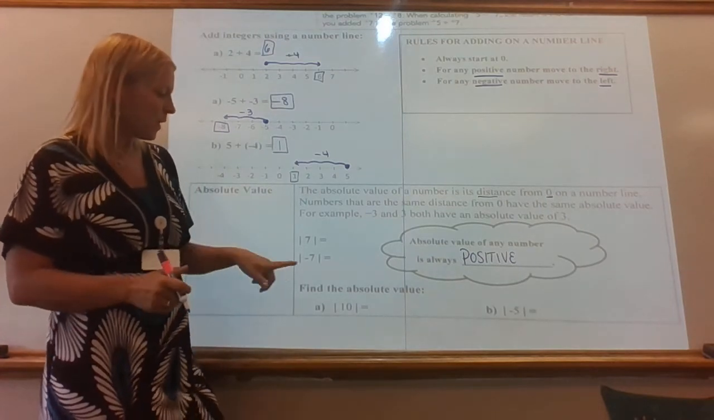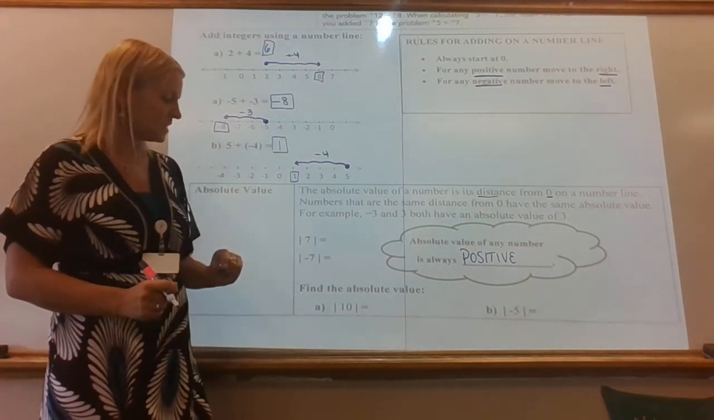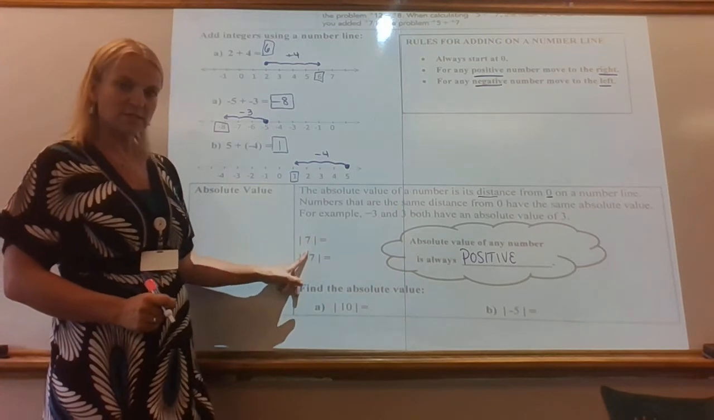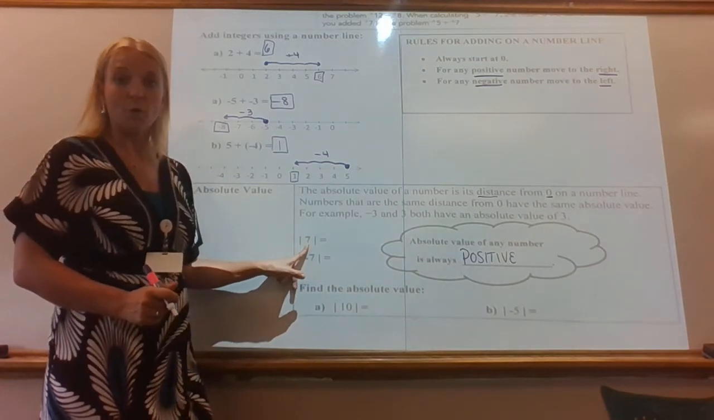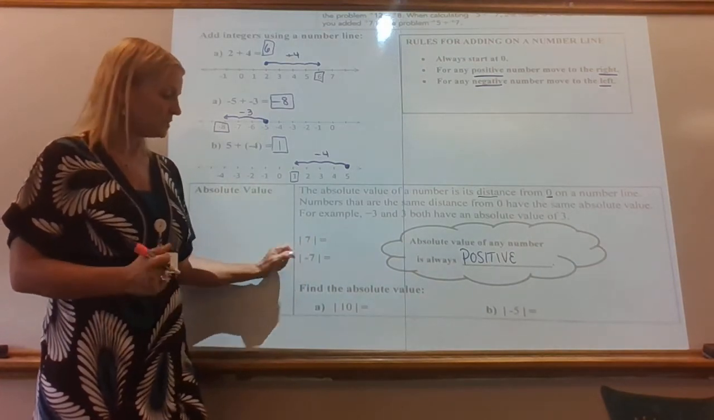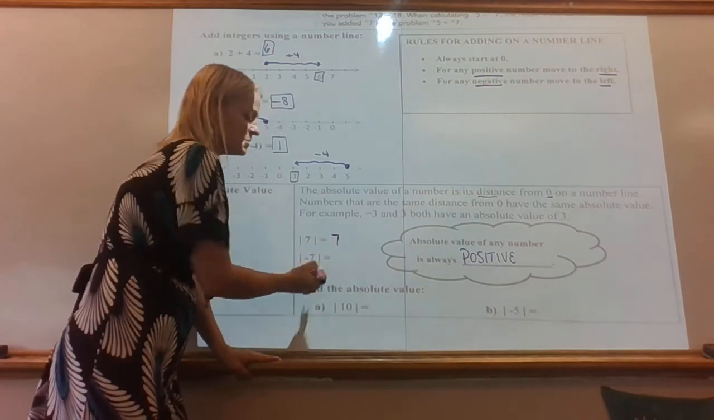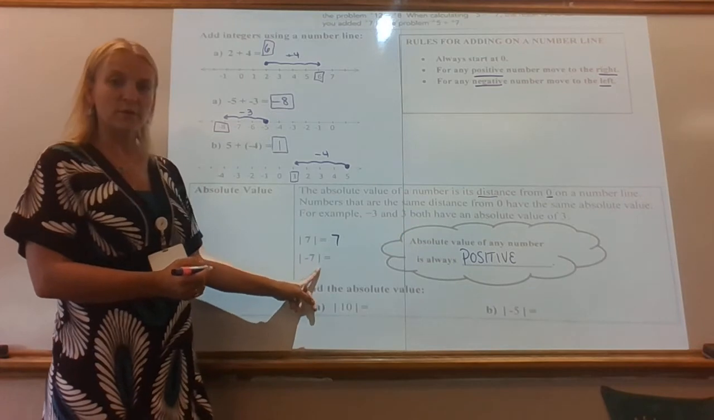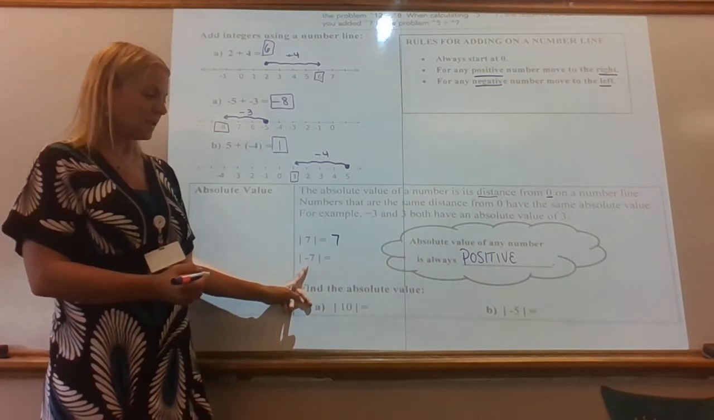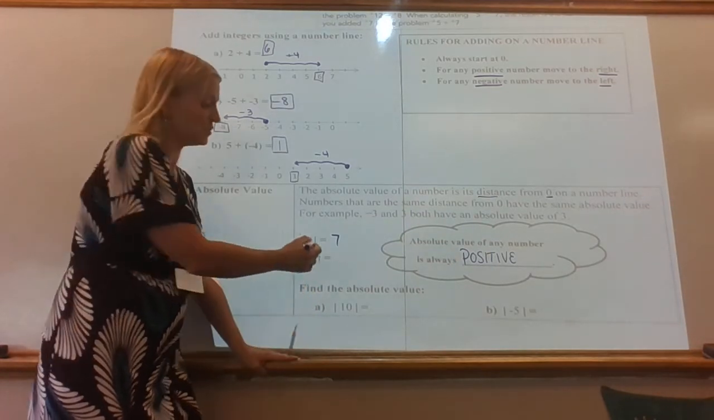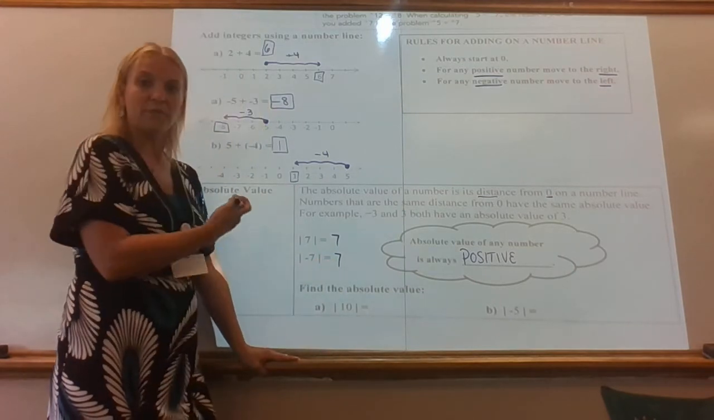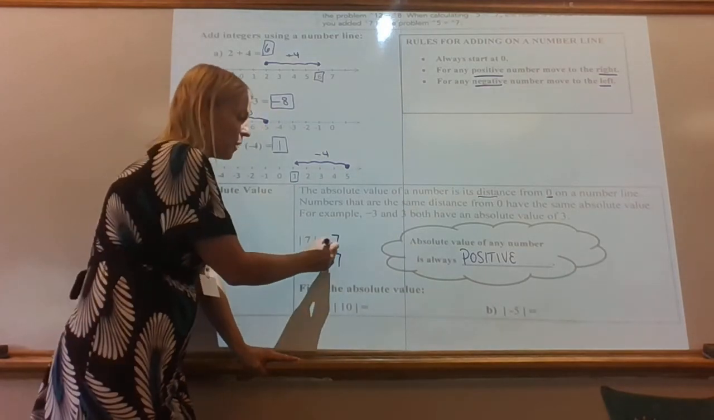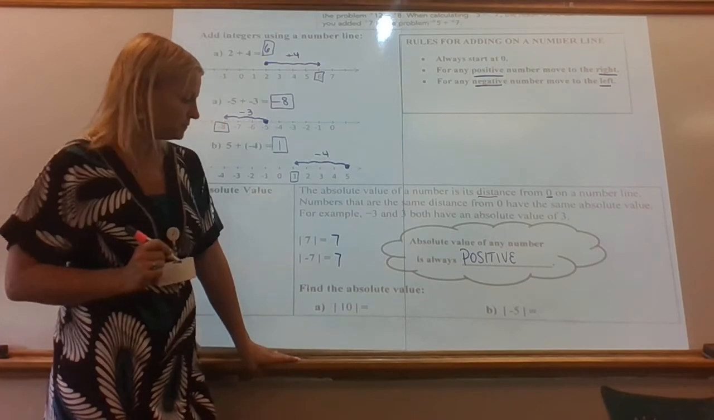The way we write absolute value is with these little bars on either side. So this right here is saying what's the absolute value of 7, or how far is the number 7 from 0? Well, the number 7 is 7 spots away from 0. Similarly, the absolute value of negative 7, well, negative 7 is also 7 places away from 0. It's just over on the left side. So on both of them, it makes the answer positive.